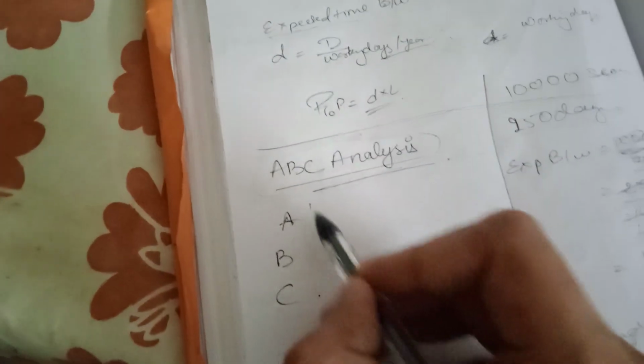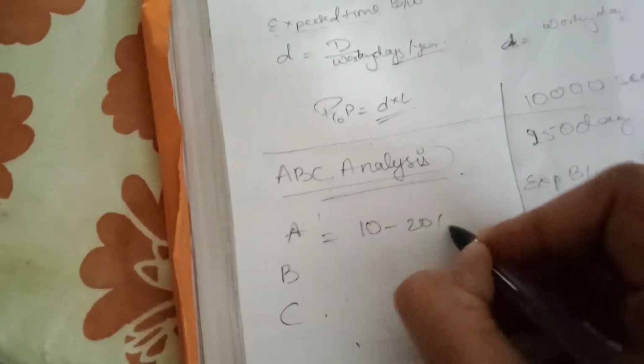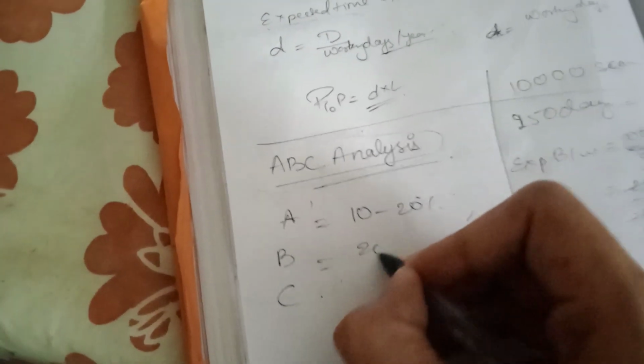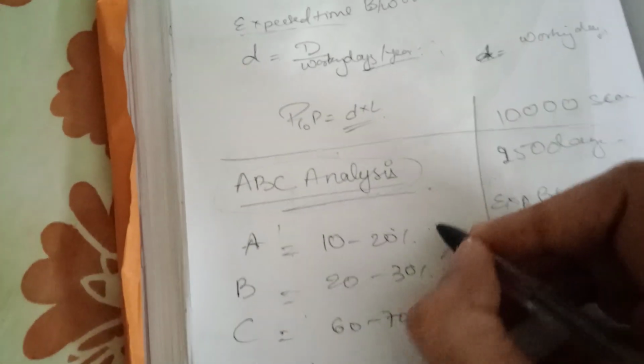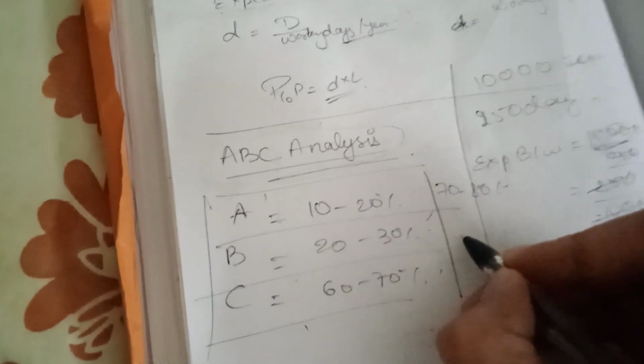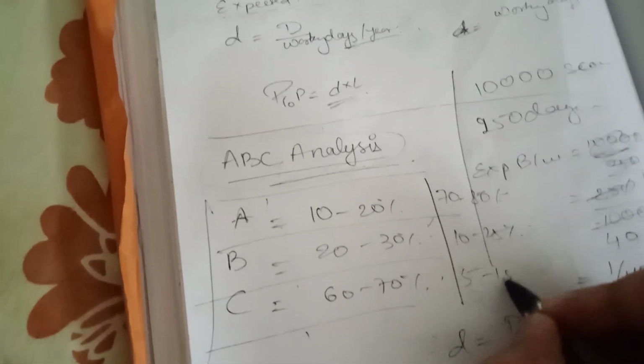So A, B, and C categories are there. For these A, B, and C categories, around 10 to 20 percent of items are in one, then 20 to 30 percent of items, and then 60 to 70 percent of items. Then the percentage of annual consumption: suppose our inventory has three types of items. The percentage consumption for the first is 70 to 80% of annual consumption, for the second it is 10 to 25%, and the third has 5 to 15% of annual consumption.